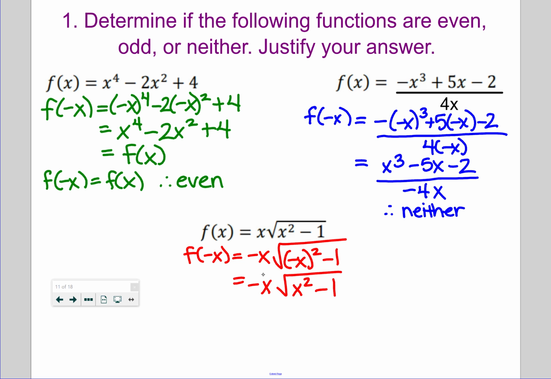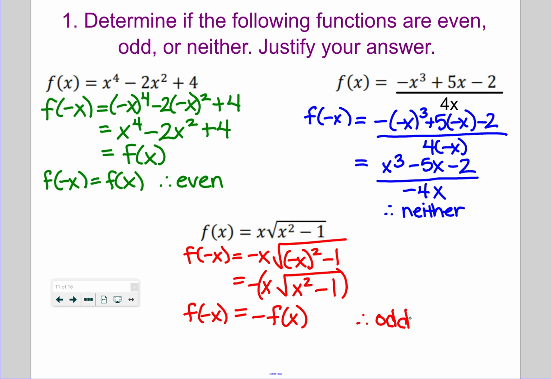And you can see, even if I put parentheses here, maybe that emphasizes it, comparing that to the original function, it's the same as the original function with the negative out front. So f of -x simplifies to negative f of x. That's what we're looking for. Therefore, it is odd.